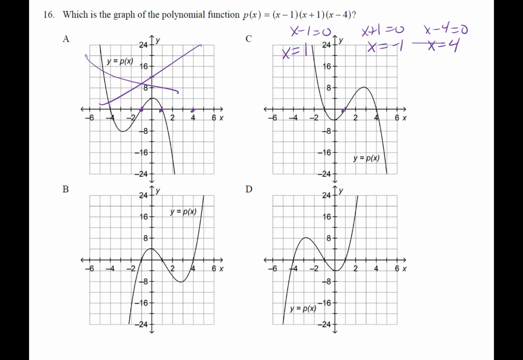1, -1, and 4. Graph C is a possibility. 1, -1, 4. Graph B is a possibility. 1, -1, and 4. Graph D is out. So now I need to decide which between C and B, and notice one is a negative direction and one is a positive direction. I've got a positive out front, so it's got to be graph B.